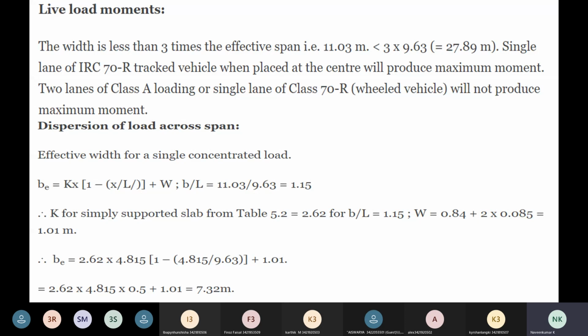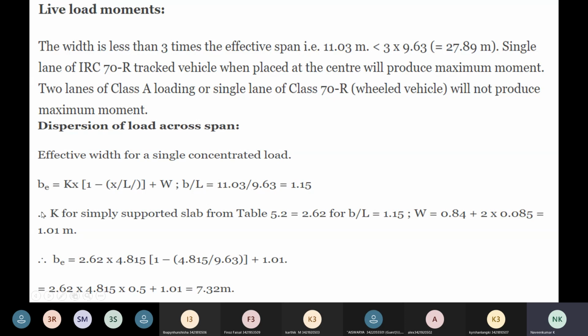The third recommendation is what? Two lanes of class A loading or a single lane of 70R loading will not produce the maximum moment. So these are the three considerations as per this IRC 70R tracked vehicle. Now we are going to calculate the width as per these recommendations, by using this expression. By using this expression you can calculate the width for live load moment calculation.